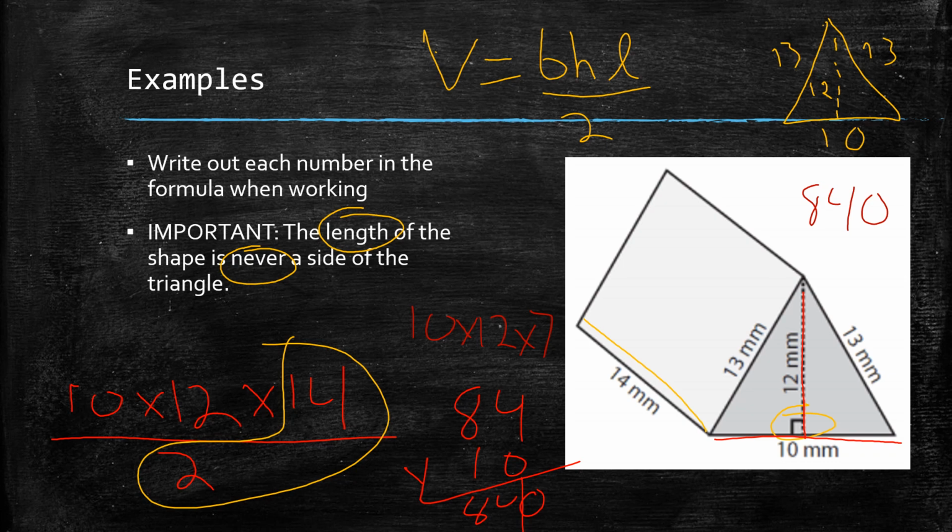The key is your formula tells you to choose 3 numbers. You have to choose correctly. You must find the base and height of the triangle, and then it's very important you choose the number that is not a part of the triangle. And in this case, it was 14. So my final answer is 840. Your measurements were in millimeters, so this is 840 millimeters cubed. Make sure that it is cubed.